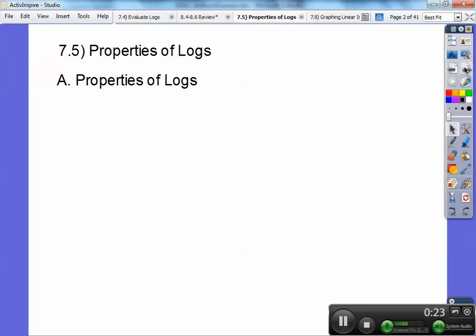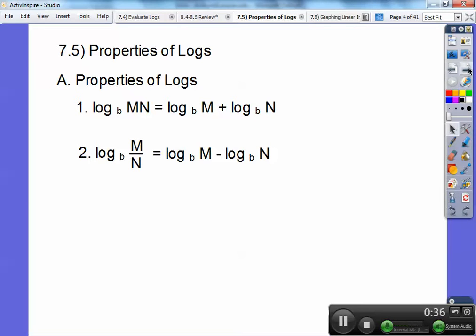So here are the first rules, you guys. Log base b of m times n equals, you can separate them as two logarithms with an addition sign, log base b of m plus log base b of n. And if it's a division or a fraction, then you separate them with a subtraction sign. And if you have an exponent involved, like this one right here, this exponent gets floated out in front and gets multiplied.